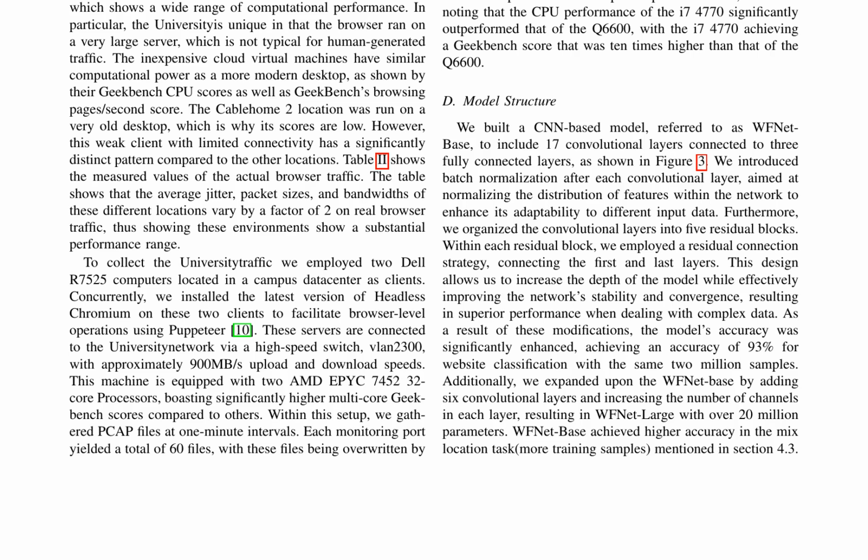An expanded version of WF-NetBase, named WF-NetLarge, was also developed. This model features 6 additional convolutional layers and increased channel numbers in each layer, resulting in over 20 million parameters. The performance of WF-NetBase and WF-NetLarge is compared in the mix location task, with WF-NetBase achieving higher accuracy in this task.